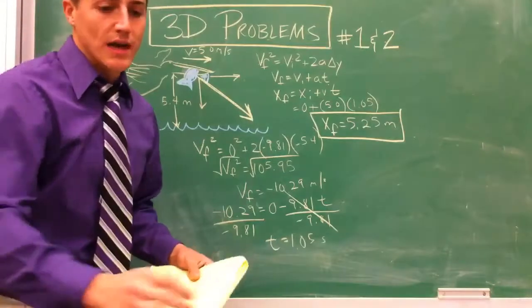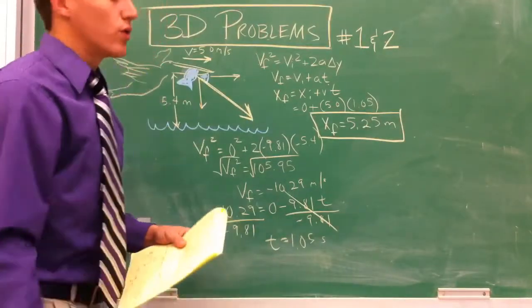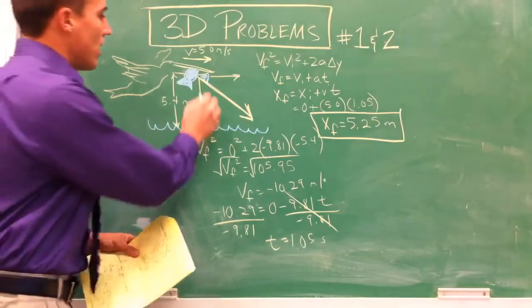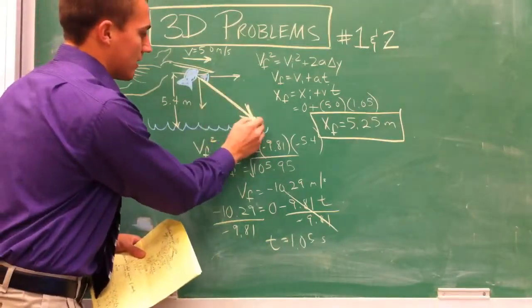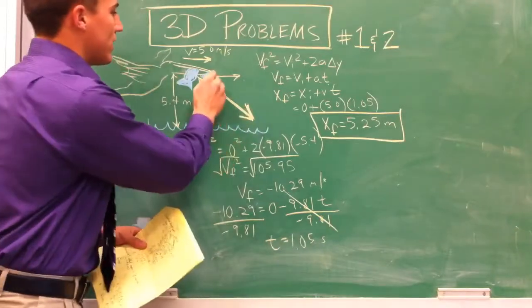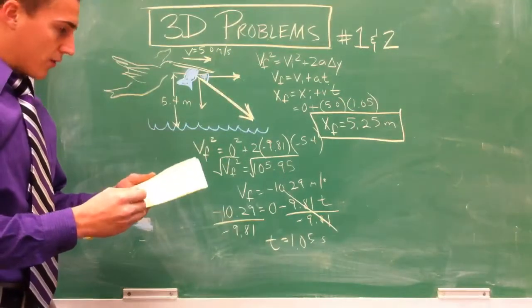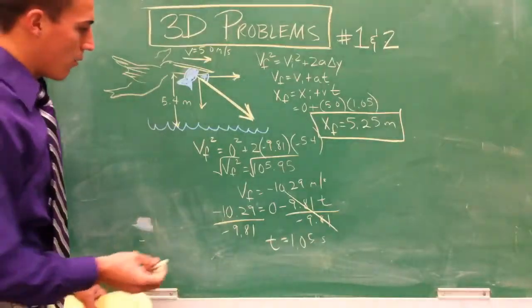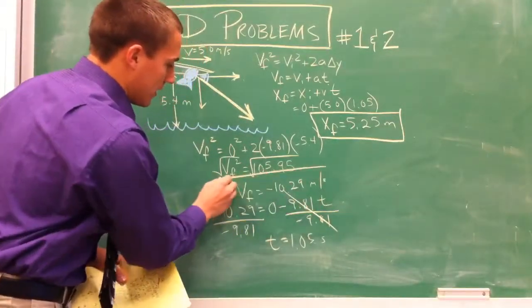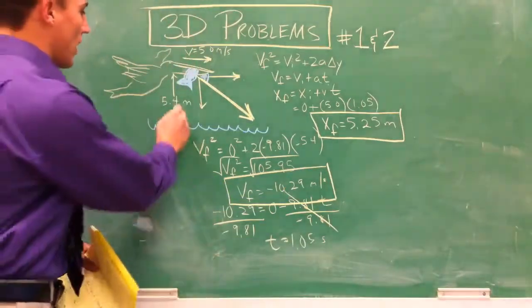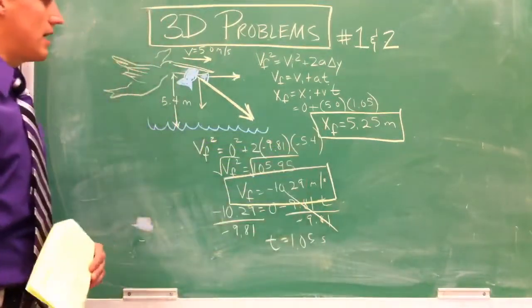Now, number 2 is asking, it wants to know the vertical and horizontal components of velocity. Well, we know that this is the vector. We already know the horizontal component is 5.0. So how are we going to find that? Well, we already did. We've solved for the final velocity right here. This was the answer to the y component, and this is the answer to the x component.